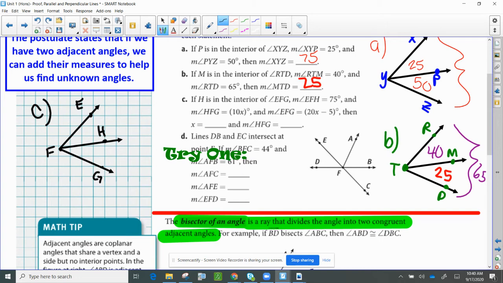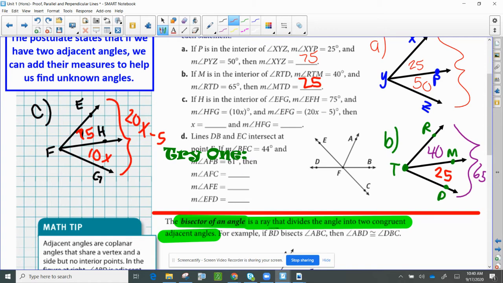So the measure of EFH is, let's see, EFH is 75. And the measure of HFG is 10x. They're telling us the measure of the entire angle, EFG, is 20x minus 5. So we're going to use the angle addition postulate here to find x first, and then use that to find the angle of HFG. So go ahead and find x.